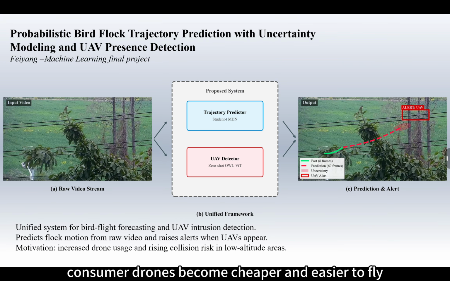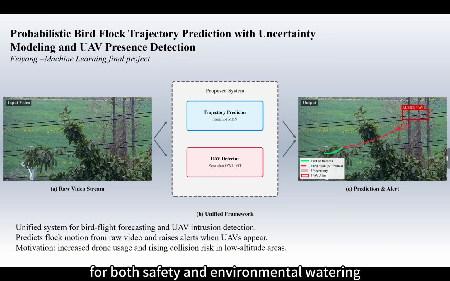As small consumer drones become cheaper and easier to fly, collision risks are increasing, so combining prediction and detection is important for both safety and environmental monitoring.